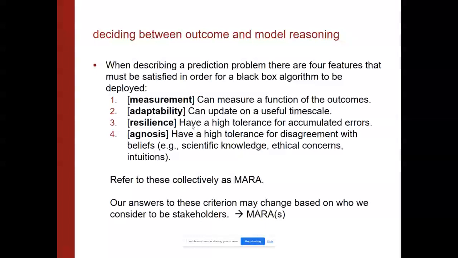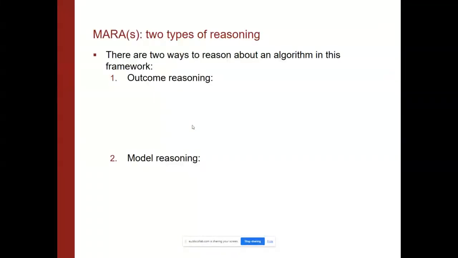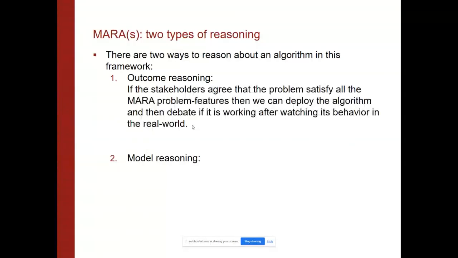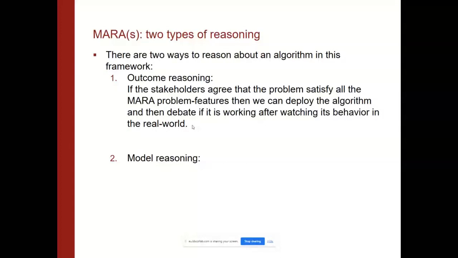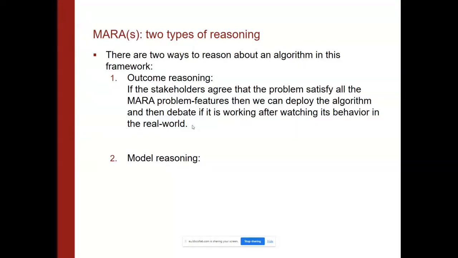Okay, so outcome reasoning deployment. There are 2 types of reasoning in the framework. There's outcome reasoning: if the stakeholders agree that the problem satisfies all 4 MARA problem features, then we can deploy the algorithm. And importantly, we debate whether it's working after watching its behavior in the real world.